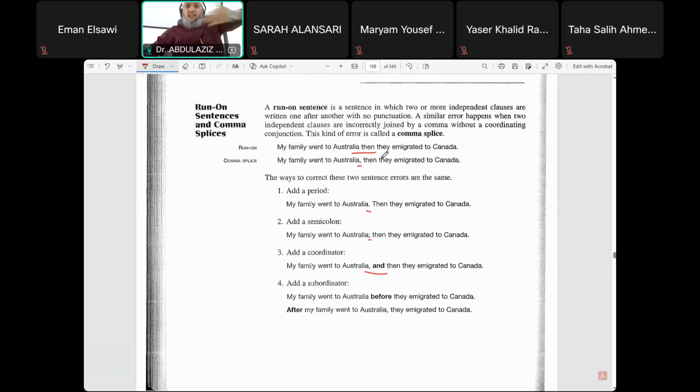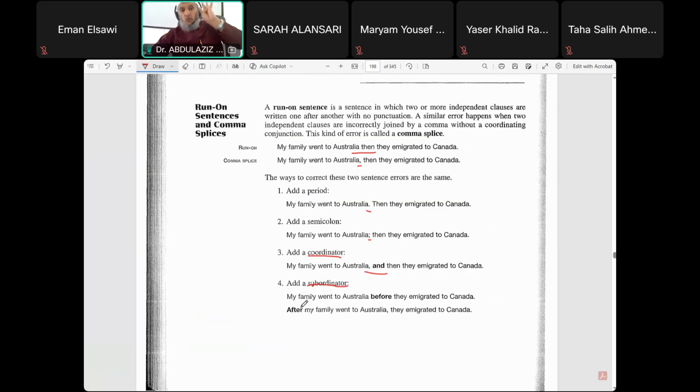It tells only about serial order. That's why it cannot link two ideas unless we put and, or you put a semicolon. Semicolon is acceptable in English, or you separate them with a full stop. Or you add a subordinator. See, he added a coordinator here. He adds a subordinator. My family went to Australia before they immigrated to Canada. Yeah, that's also acceptable. After my family went to Australia, they immigrated to Canada.